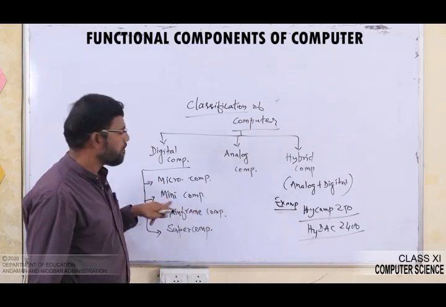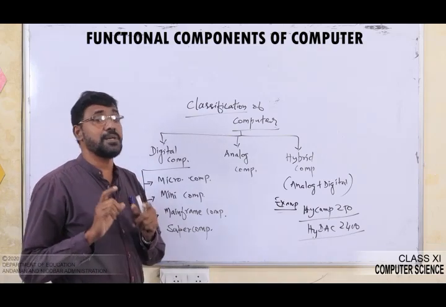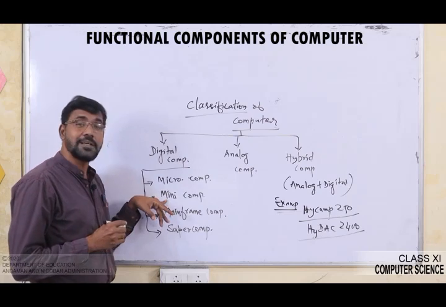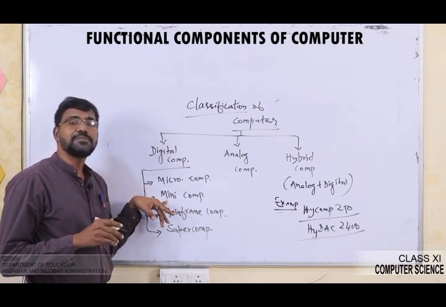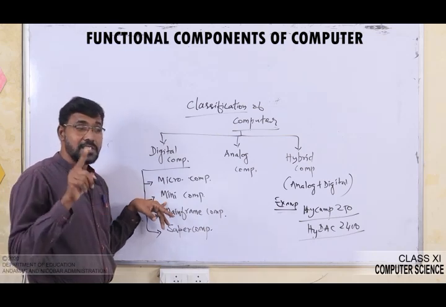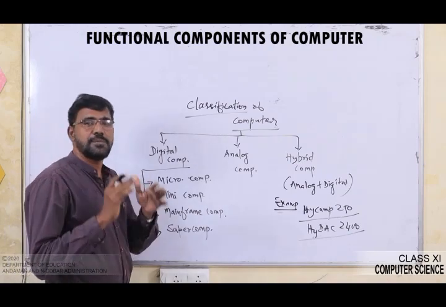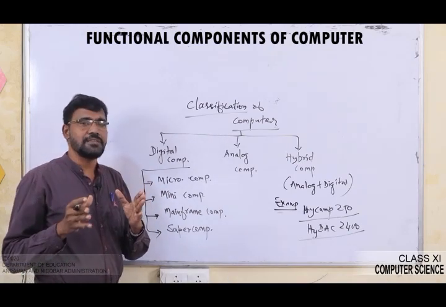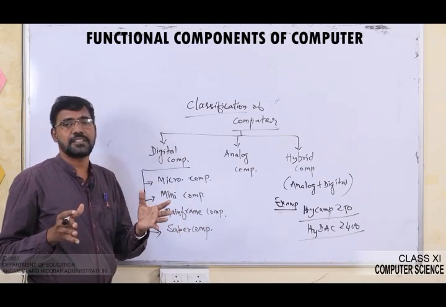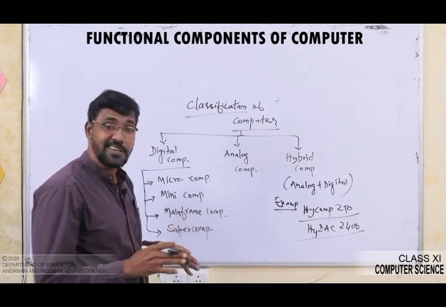Next, see the minicomputer. A minicomputer can support multiple users working simultaneously on the same machine. This is a very important, valid point I am speaking. That is the minicomputer's speciality. Minicomputers are mainly used for organizations where computers are installed in various departments and interconnected. So, these computers are useful for small businesses and also big organizations.